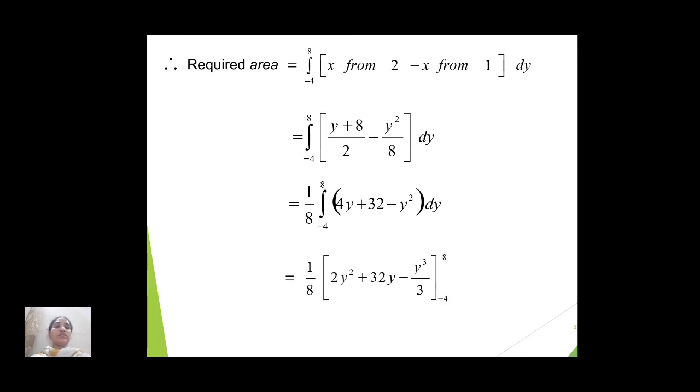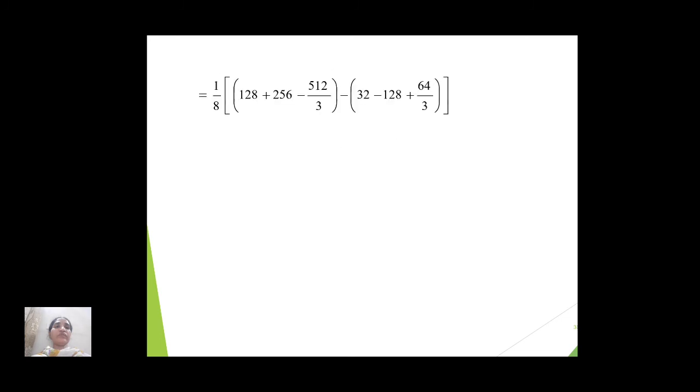Integral y means y square by 2, already 4 is there, so 4 into y square by 2, we will get 2y square. Integral 32 dy means 32y. Integral y square means y cube by 3, limits minus 4 to 8, that equal to 1 by 8.